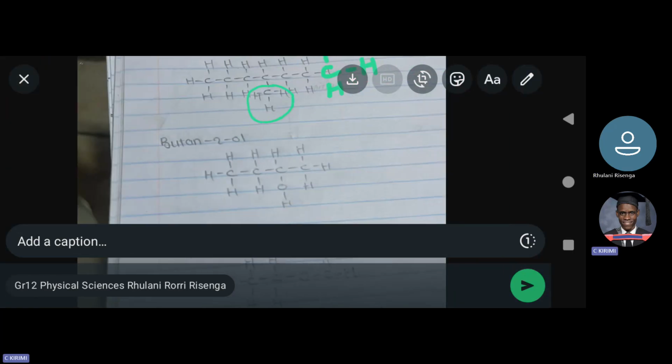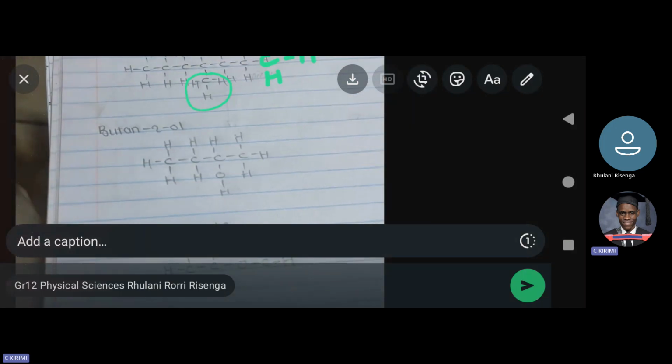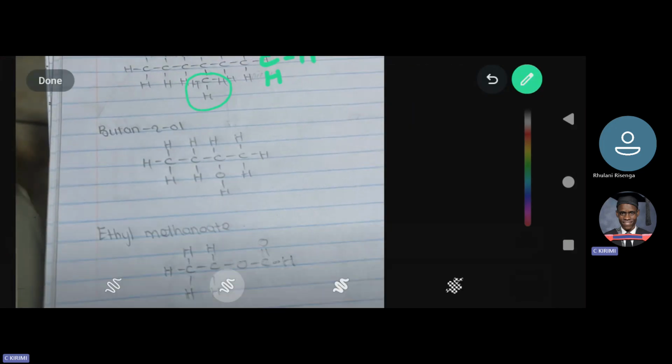We're aiming for total. Then for butanol, which means we want to work on this one, the OH is on carbon number 2. OH is on carbon number 2, which is correct. So you use the lowest numbers. Then ethyl methanoate. So the ethyl comes from ethanol, and the methanoate, which is 1. So which is correct.